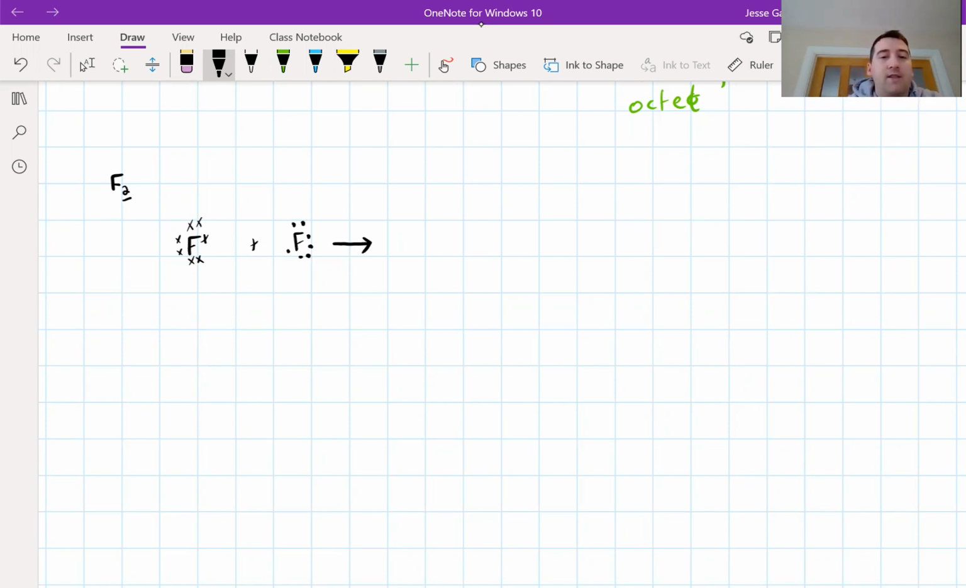Okay, so in this case, they're both in group 7. They need 1 more electron each, which means if they share 1 pair like this, so set it up so that they share 1 pair, and they each obviously keep all of them, they've now satisfied the octet rule. So this is what F2 looks like. So this is what happens in a molecule of F2. They have a shared pair.